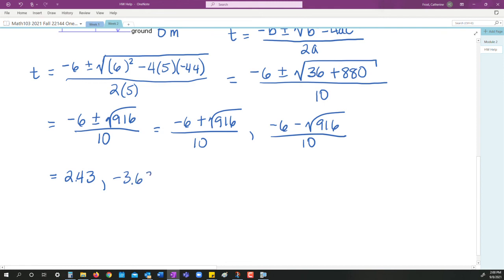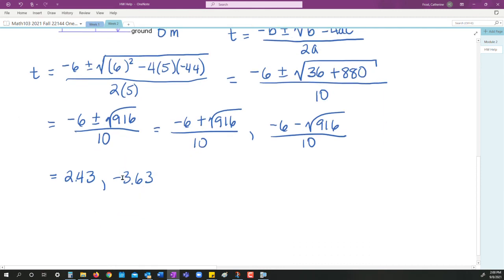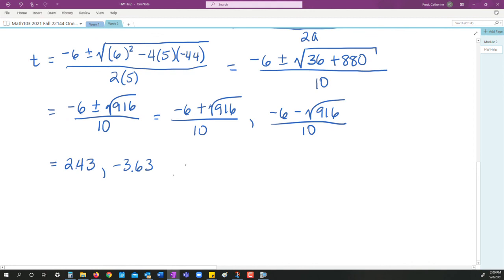Now, remember, we're talking about how many seconds it takes for this ball to hit the ground. It's not going to go back in time, right? So that negative answer is not a reasonable answer. The only answer that's reasonable is 2.43. So 2.43 seconds is what you would put into Alex.